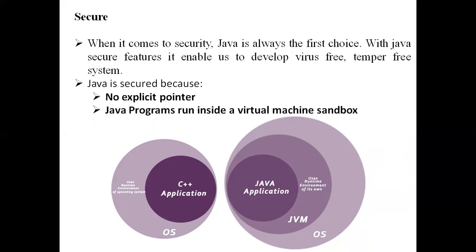For example, if you consider this, this is a C++ application. If you want to run it, it will make use of the runtime environment of the OS. But coming to a Java application, it will make use of the runtime environment of its own JVM, the Java virtual machine, so it doesn't depend upon the OS. Also, Java is secure because there is no concept of explicit pointers here. So we can say that Java is more secure compared to other object-oriented programming languages.